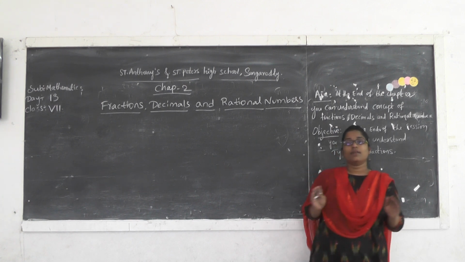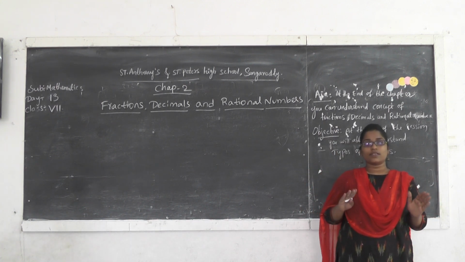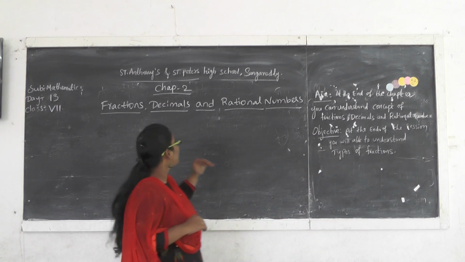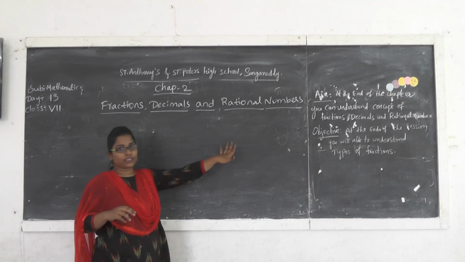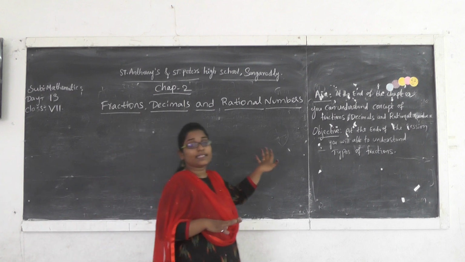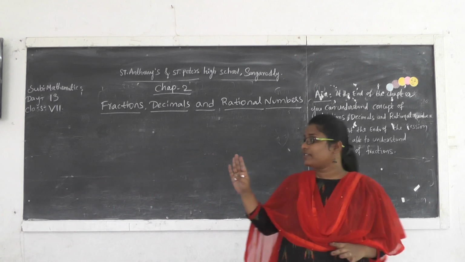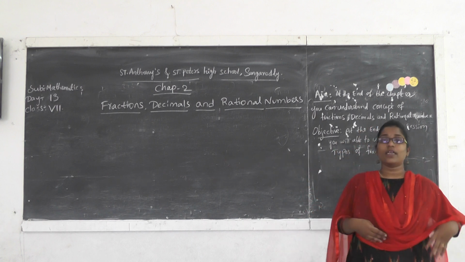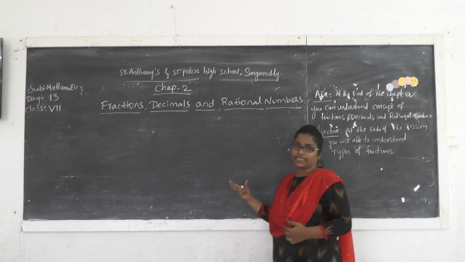Good morning students. In the previous sessions we discussed the concept of integers. Now we enter into the new chapter, that is fractions, decimals and rational numbers. In our grade 7 mathematics, the second chapter name is fractions, decimals and rational numbers. Here in this concept there will be 7 exercises.